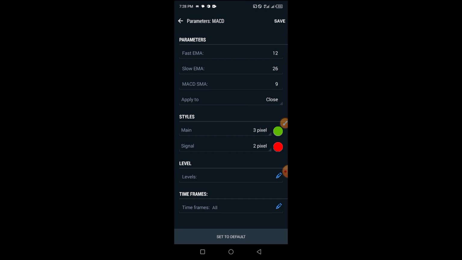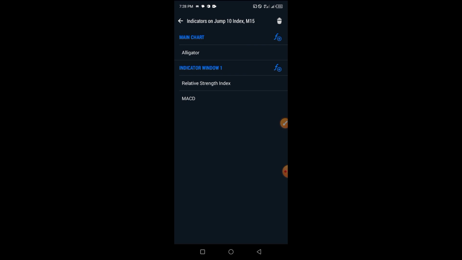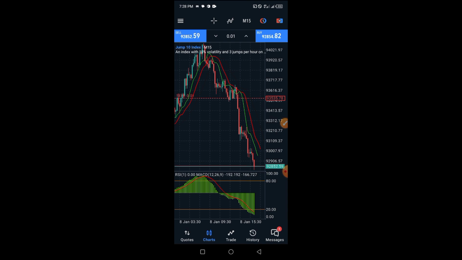The next indicator that we are going to use here is MACD. We have fast EMA 12, slow EMA 26, MACD SMA 9, apply to close. Then main 3 pixel, signal 2 pixel, any color of your choice. Guys, you click save. In this place now, we don't need levels for our MACD. It is in our relative strength index that we put our levels.